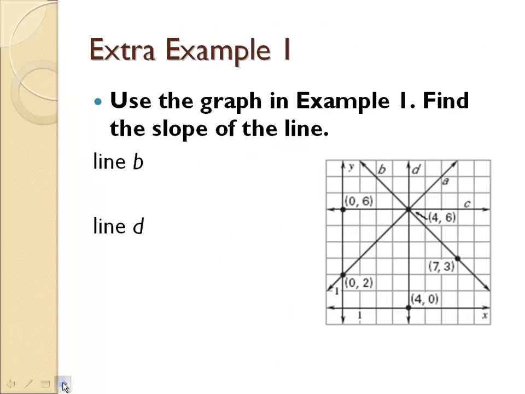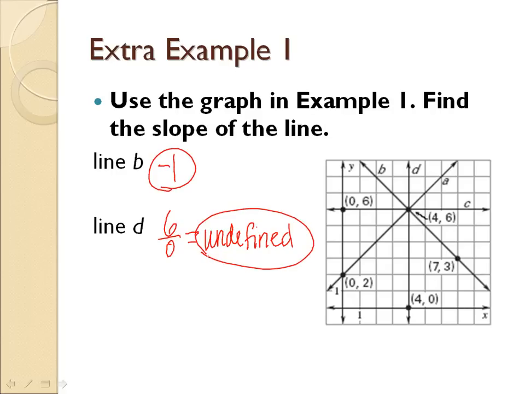Try this extra example on your own. Do the slope of line B and line D, and then pause the video. Okay, welcome back. For line B, you should have had a slope of -1, and for line D, you should have had a slope of 6 over 0, which is undefined. So the answer here is -1, and the answer here is undefined.